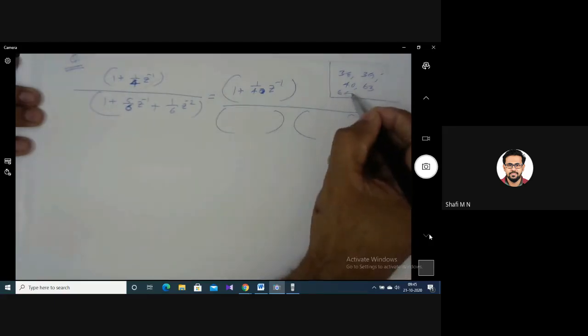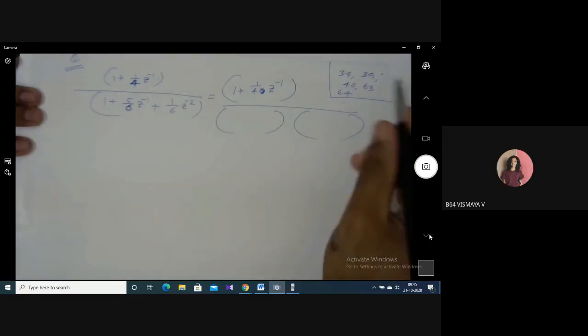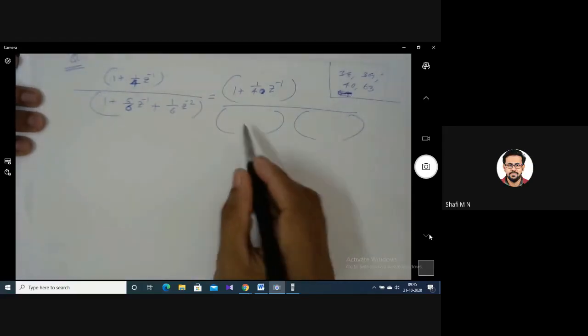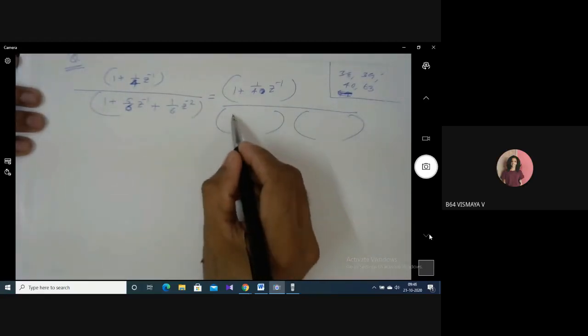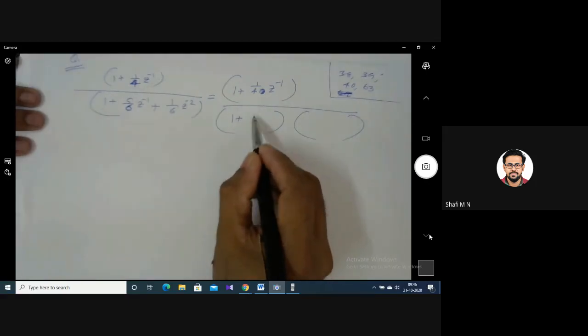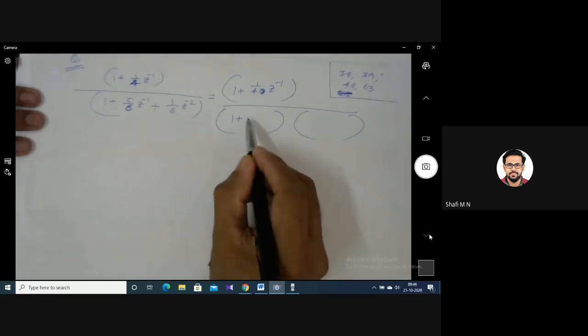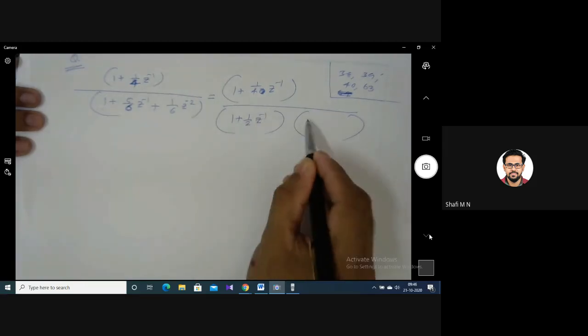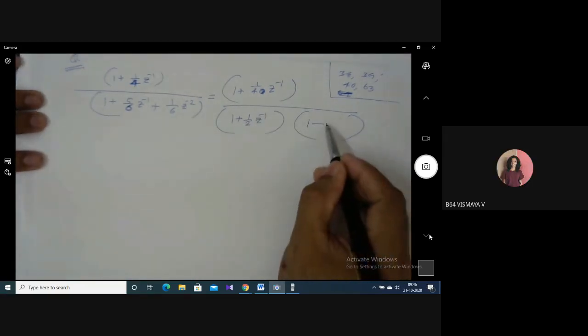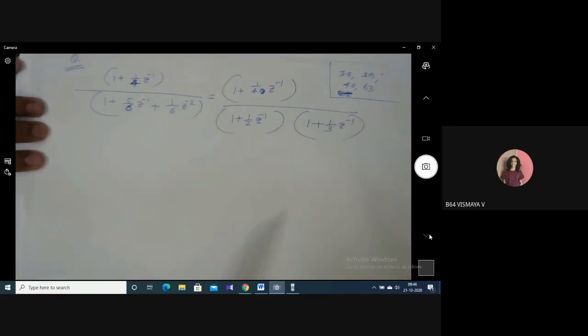Roll number 64. Yes, sir. Okay. Just tell me the solution. 1 plus 1 by 3 z raised to minus 1. One solution was minus 1 by 3. So minus of minus will become plus. 1 plus your solution into z raised to minus 1, so 1 by 2 z raised to minus 1. Then 1 minus, next solution is minus 1 by 3, right? 1 plus 1 by 3 z raised to minus 1. Okay. That's it.